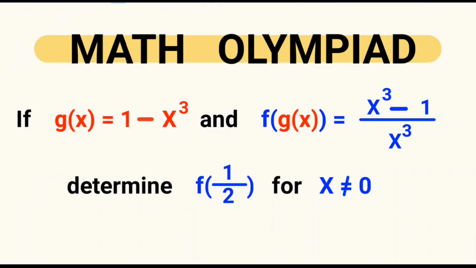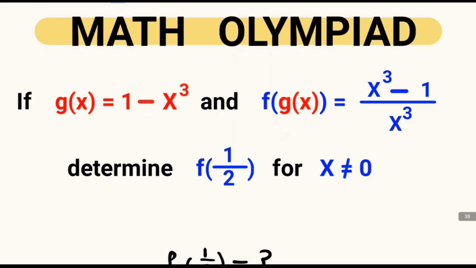In this algebra question, we are given g of x is equals to 1 minus x cubed and f of g of x is equals to x cubed minus 1 divided by x cubed. We are to determine f of 1 over 2 if x is not equals to 0.